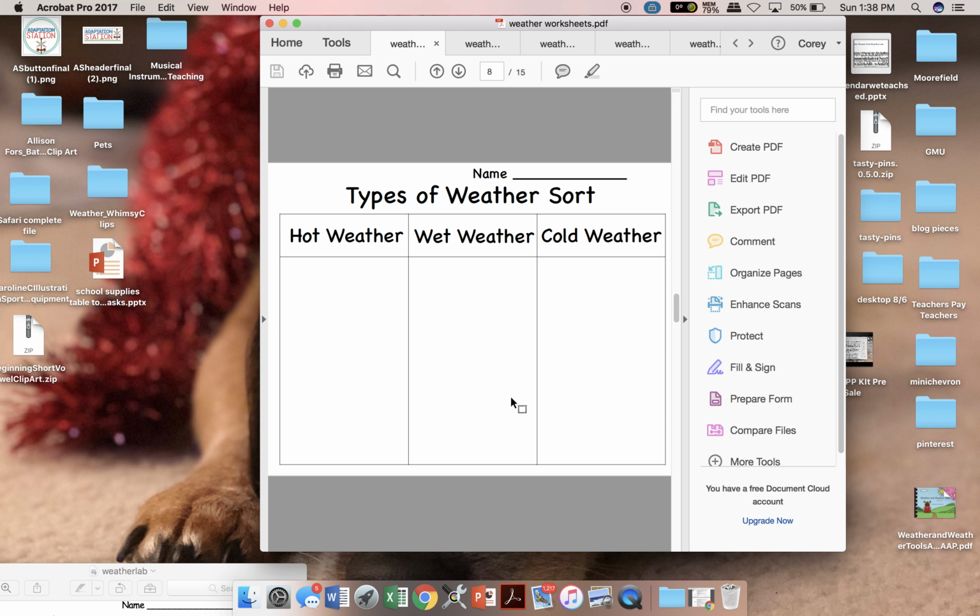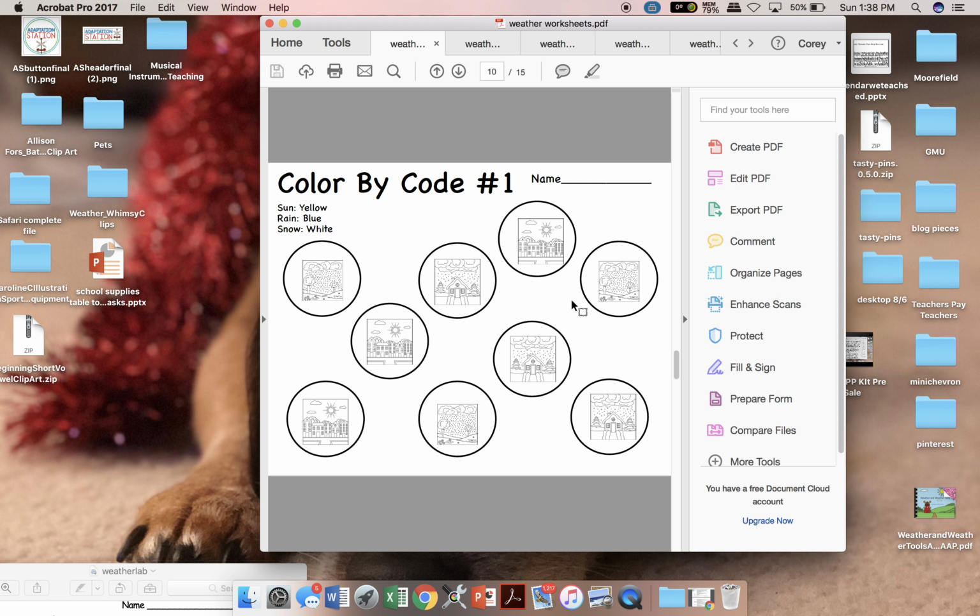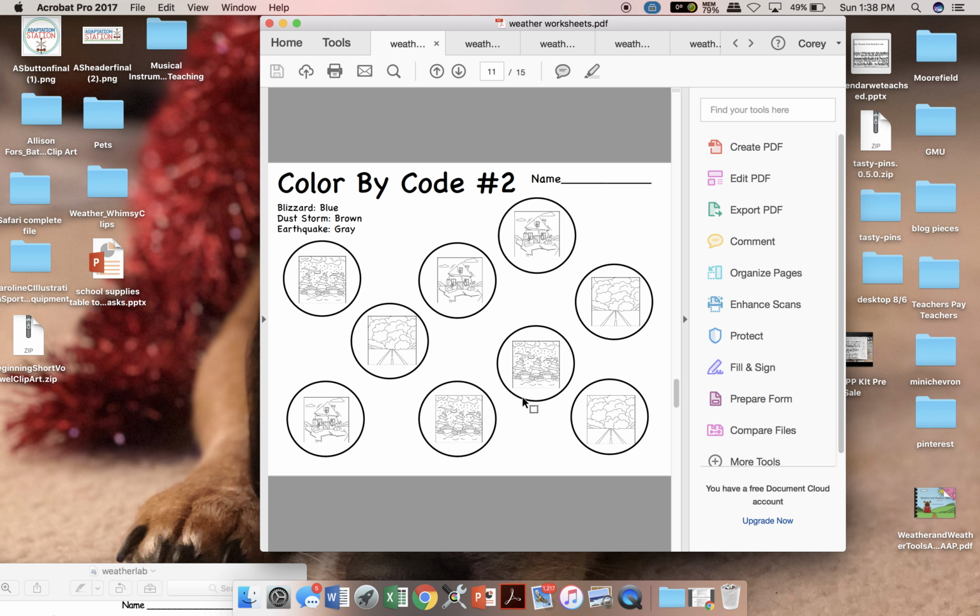Here is a sort. This one's a little more challenging because they're going to have to figure out which types of weather are hot, wet, and cold. And then there's some color coding. So up here, they'll see how to color code, and then they'll come through and color all their pictures using that code.